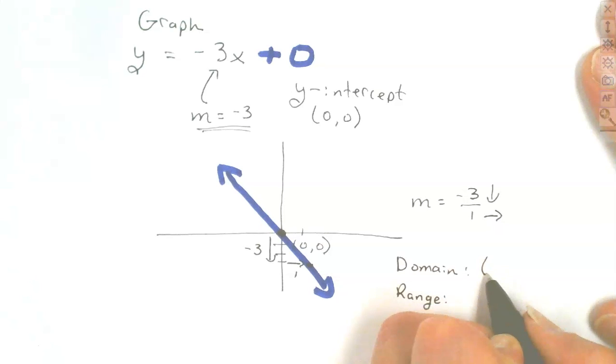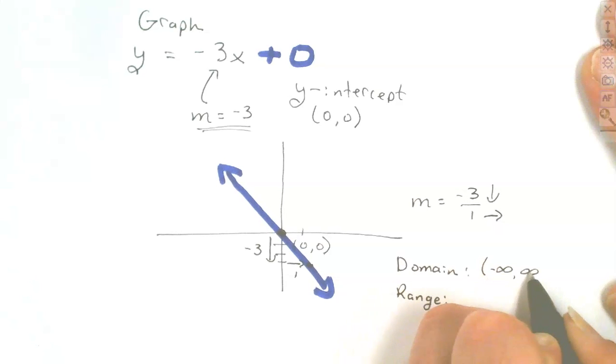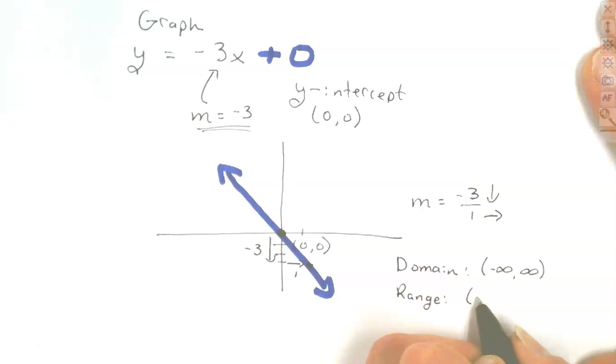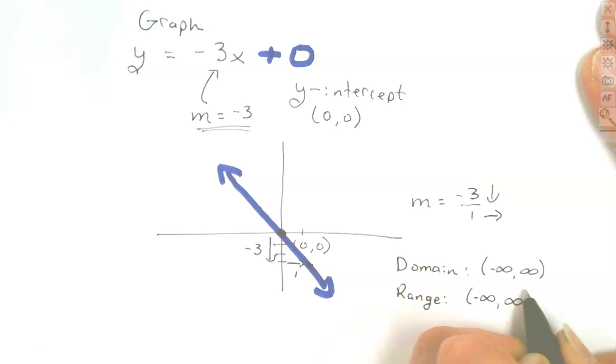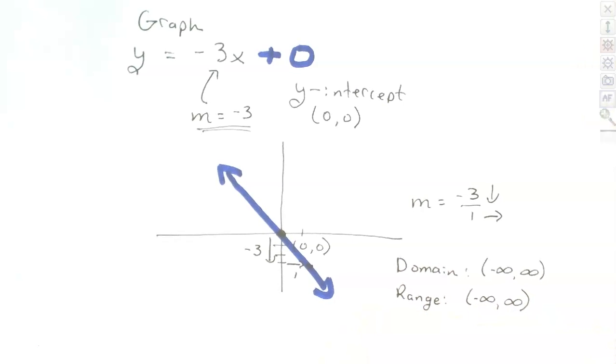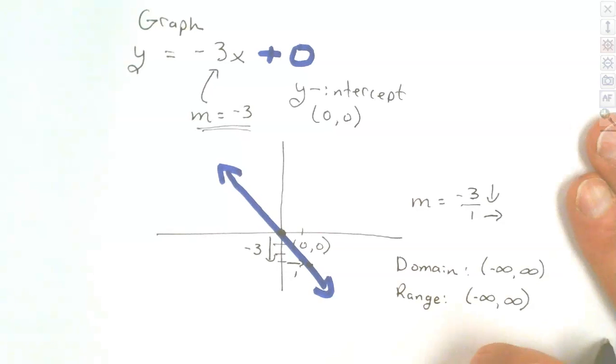And the domain and the range, just like the last one, is negative to positive infinity for both. And all these lines, as long as it's a diagonal line, is going to have a negative to positive infinity for the domain and the range. So all these diagonal lines have the same domain and range, which is all real numbers.